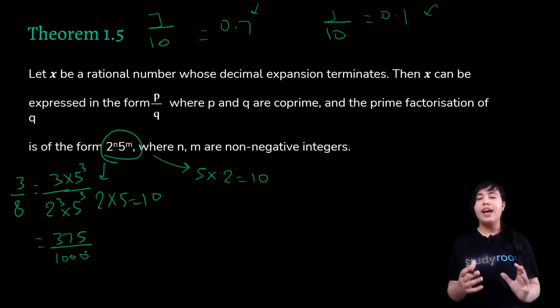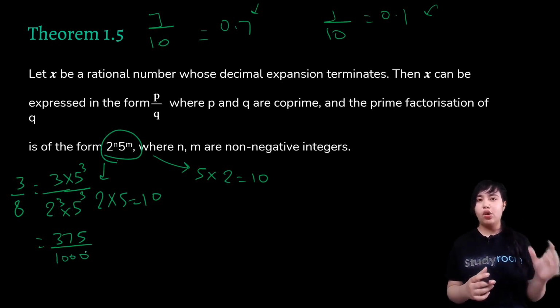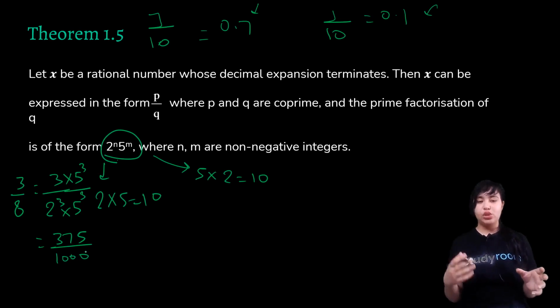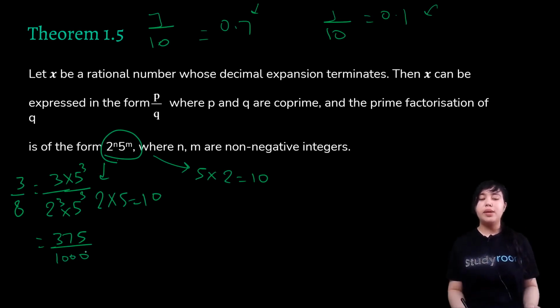See, I was just having a prime factor of 2 in my denominator, and by multiplication with 5 to the power 3 in this case, I got a multiple of 10. So now I can easily write this as 0.375, and this is a terminating decimal.